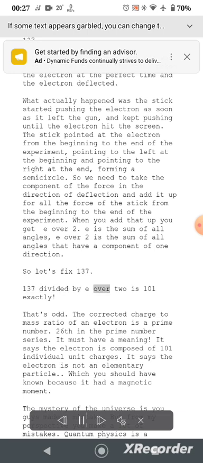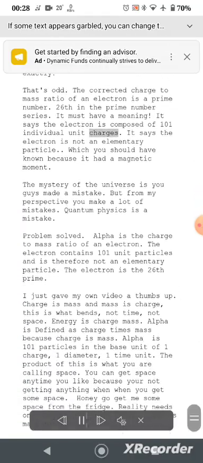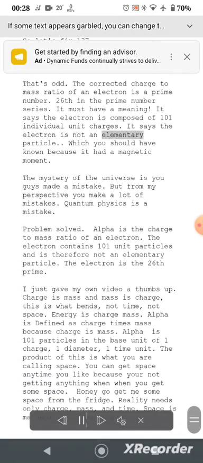137 divided by e over 2 is 101 exactly. That's odd. The corrected charge to mass ratio of an electron is a prime number. 26th in the prime number series. It must have a meaning. It says the electron is composed of 101 individual unit charges. It says the electron is not an elementary particle. Which you should have known because it had a magnetic moment.